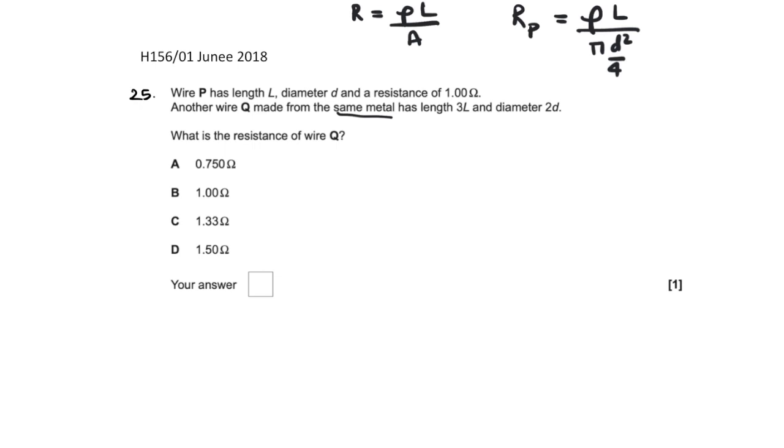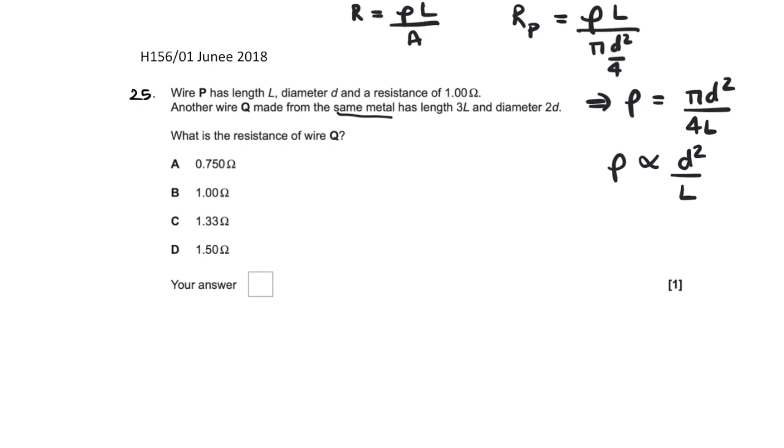Now, if I just rearrange it, because I know what RP is, I can just say that the resistance is 1, so resistivity is going to be 1 times pi d squared over 4L. Because pi and 4 are constants, I can just remove them and say that resistivity is proportional to d squared over L.